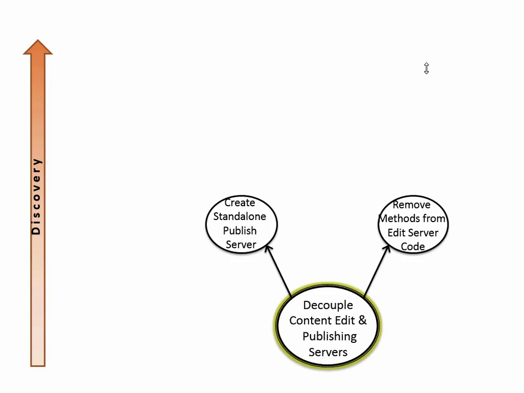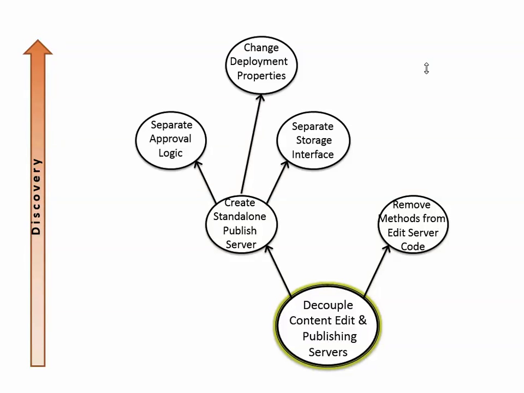I have a bunch of other things that pop off of that sort of break. I've got some approval logic that's not working. I wonder what's going on there. I've got some deployment properties I need to change, and perhaps I'd like to now separate my storage interface out. So those are things that I need to do that may be breaking, right? So I'm now going to start exploring one of these other leaf nodes.